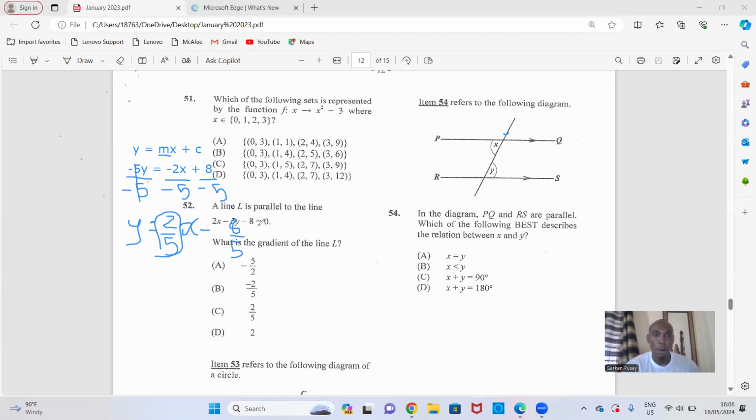If L is parallel to this line, two lines are parallel if they have the same gradient. So 2 over 5 is going to be the same for the other line. The gradient of L is going to be 2 over 5. If it was perpendicular, you would flip the fraction and change the sign, so it would be negative 5 over 2. But it says parallel, so you have to be careful.